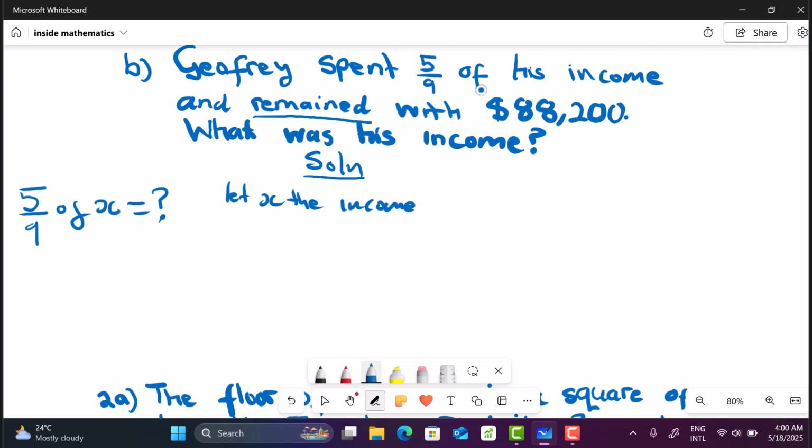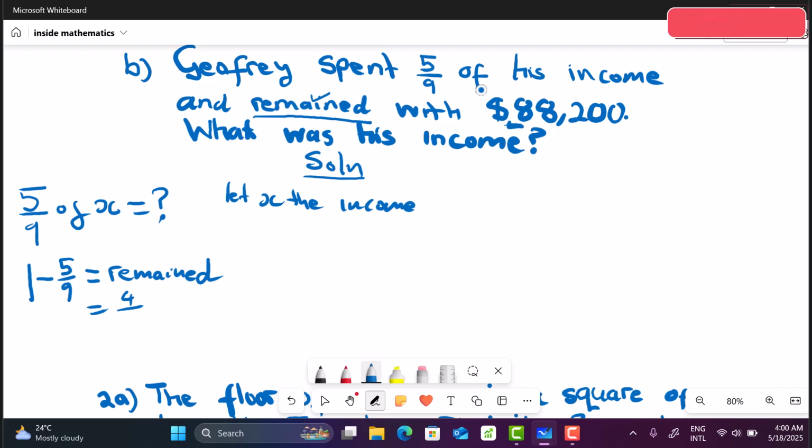So the remaining amount, the total amount of income in terms of fraction, we are going to use 1 minus 5/9 is equals to the remained income, or the remained money here that we can see. So this is the amount remained, and the amount remained is equivalent to this amount. So we are looking for the fraction of 88,200, which is nothing but 4/9, because here is just 9/9 minus 5/9.